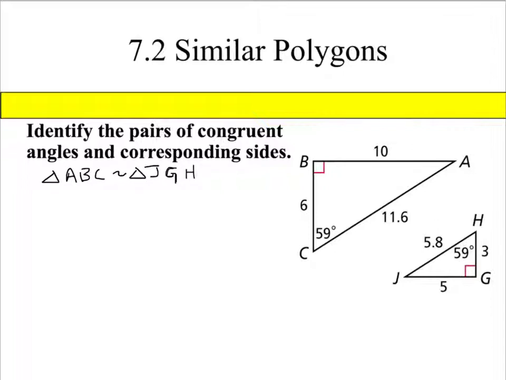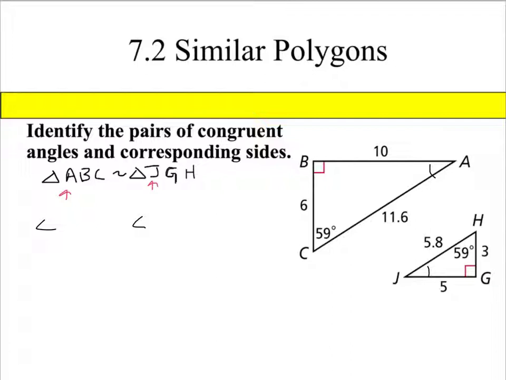So I'm going to walk you through what this looks like when we identify the congruent angles and the corresponding sides. All right, so congruent angles: you look for angles that have the exact same measure. You can identify those in the similarity statement as well. If I look at this, A and J are in the exact same position. Now if I look at my drawings, I notice that A and J are going to be congruent to each other.